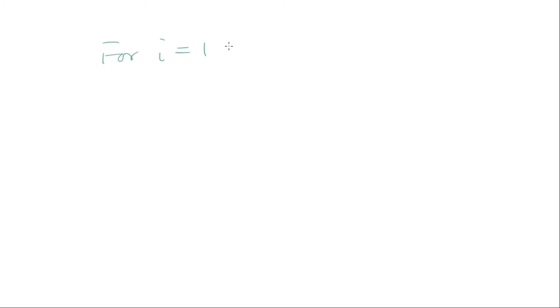For i is equal to 1 to 5, what did I write? 3 or 5? 5. Yes, okay. Then for j is equal to 1, 2, 3, print, I'll write just A over here.